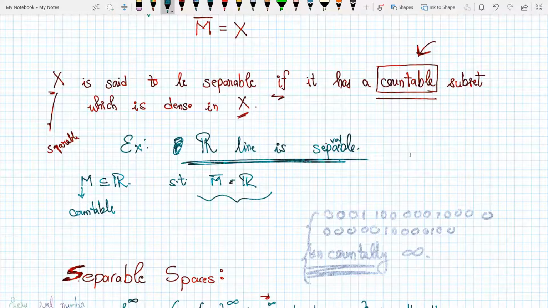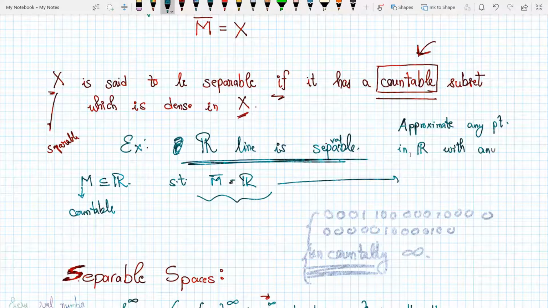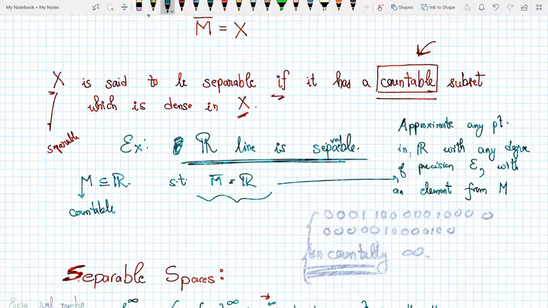Now, an intuition behind this closure of M being equal to R is that I can approximate any point in R with any degree of precision epsilon with an element from M. So if I have a set, in this case the real number line, let us denote it by X for notational convenience. I have the set X, and any element in the set of real numbers can be approximated with any degree of precision with an element from the set of rational numbers.